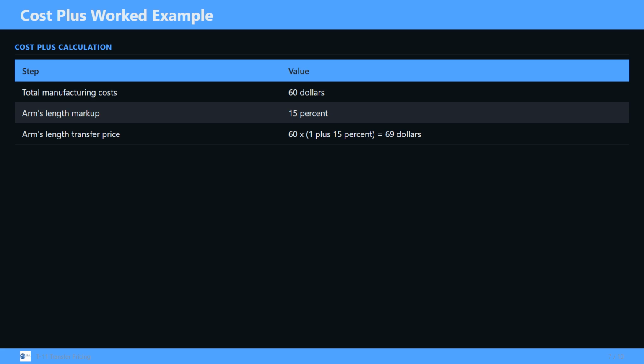Here are the numbers. Total manufacturing costs come to $60. Comparable contract manufacturers in the same industry earn a gross cost plus markup of 15%. So the arm's length transfer price is $60 times 1 plus 15%, which works out to $69.